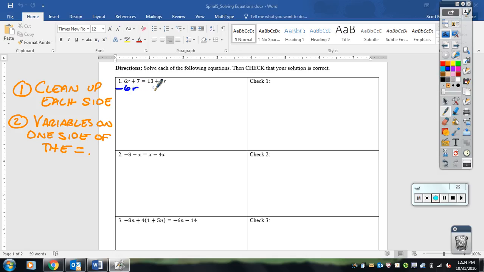I'm going to take away the 6r, goodbye, 6r. That's the subtraction property of equality. 7 equals 13 plus 7r minus 6r is r. Minus 13, minus 13, r equals negative 6.